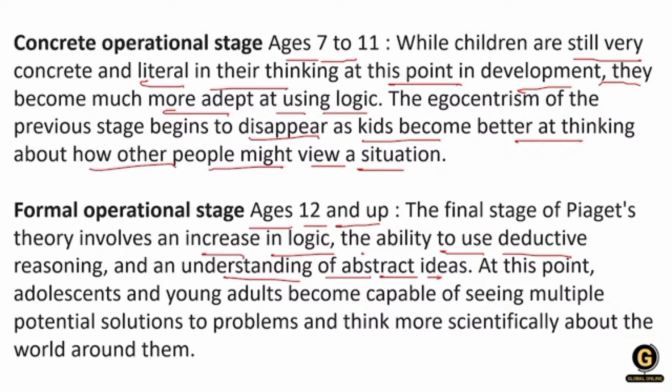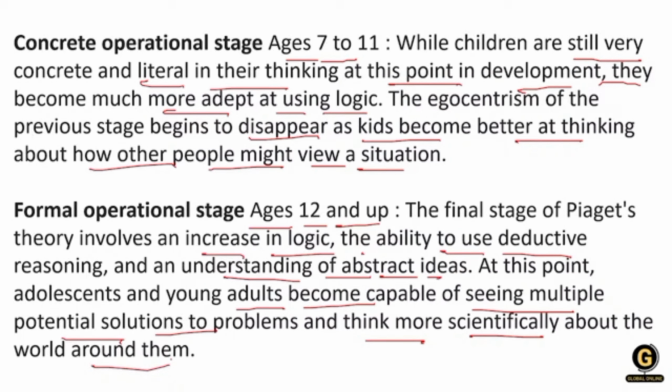They will develop their deductive reasoning. That means they are able to focus on specific things which come from the general things, and they will understand abstract ideas more. At this point, adolescents or young adults become capable of seeing multiple potential solutions to a problem and think more scientifically about the world around them. So basically here the cognitive level is much more developed in the formal operational stage.